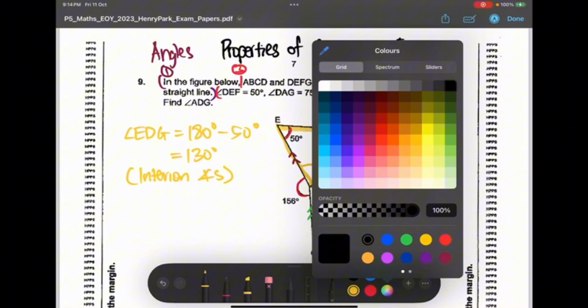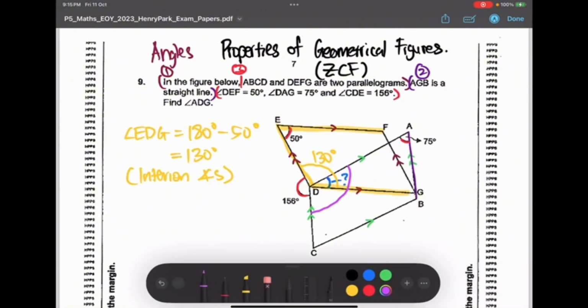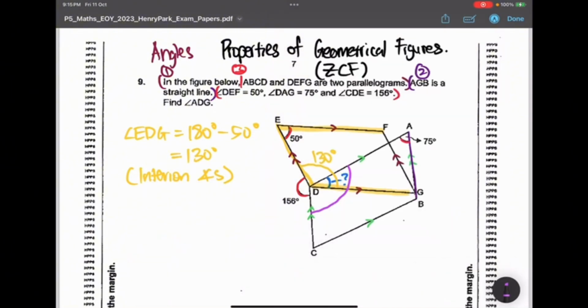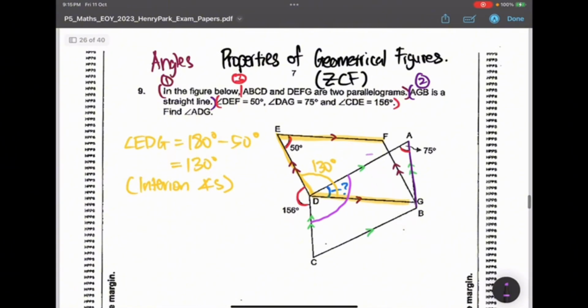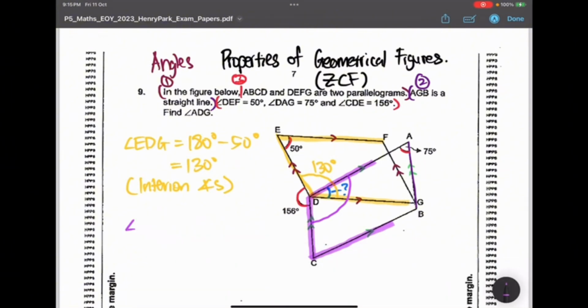Moving on. Next, what I want to do is to find another angle. The angle ADC, which is over here. Likewise, I also want to use interior angles, which is my C angles. And where is my C? My C is just over here. I hope everyone is able to see it. So angle ADC equals 180 degrees minus 75 degrees. I forgot to mention, this angle over here is 75 degrees as well.